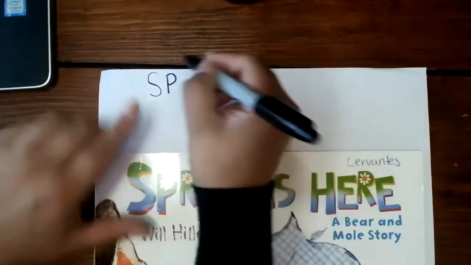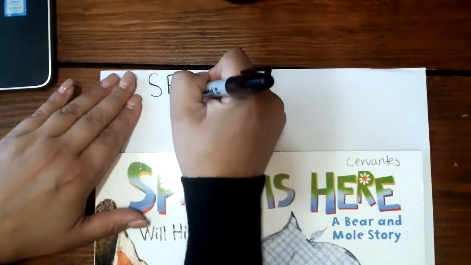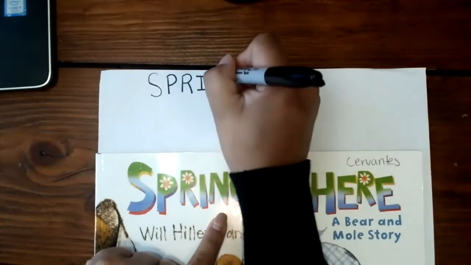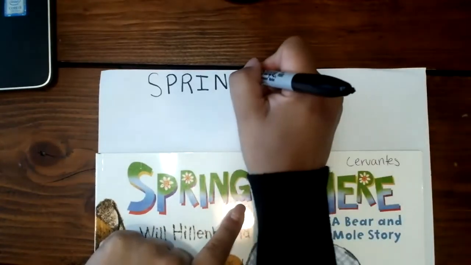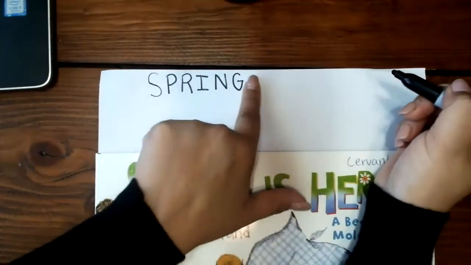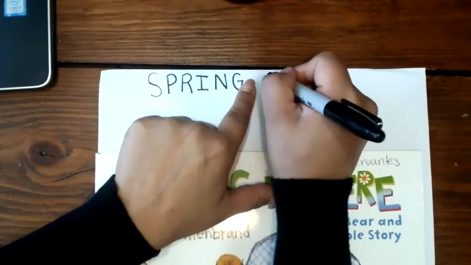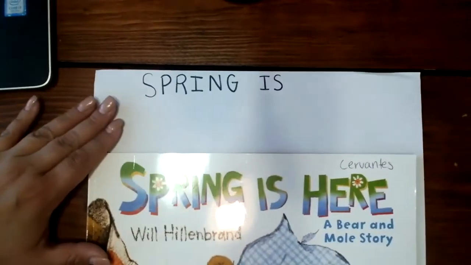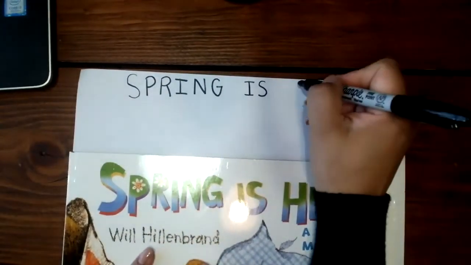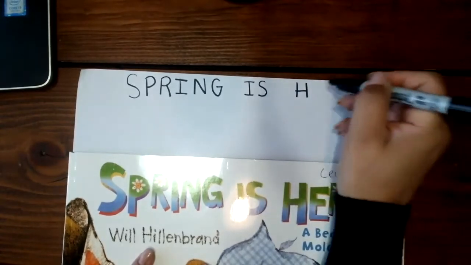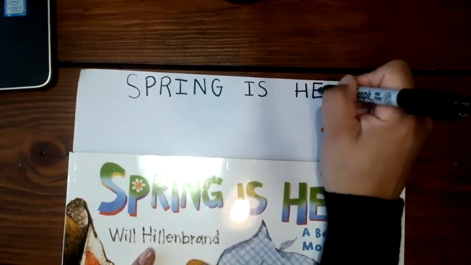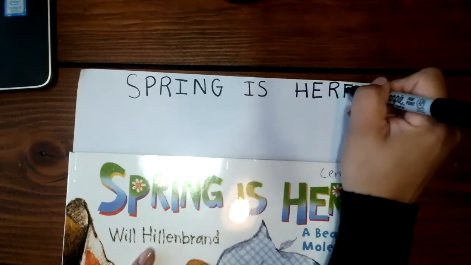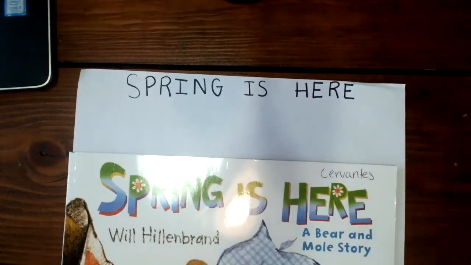Spring, R, I, N, G, finger space, because there's space between words, I, S, and the side word that is here, H, E, R, and E. Spring is here. So that's the name of the story.